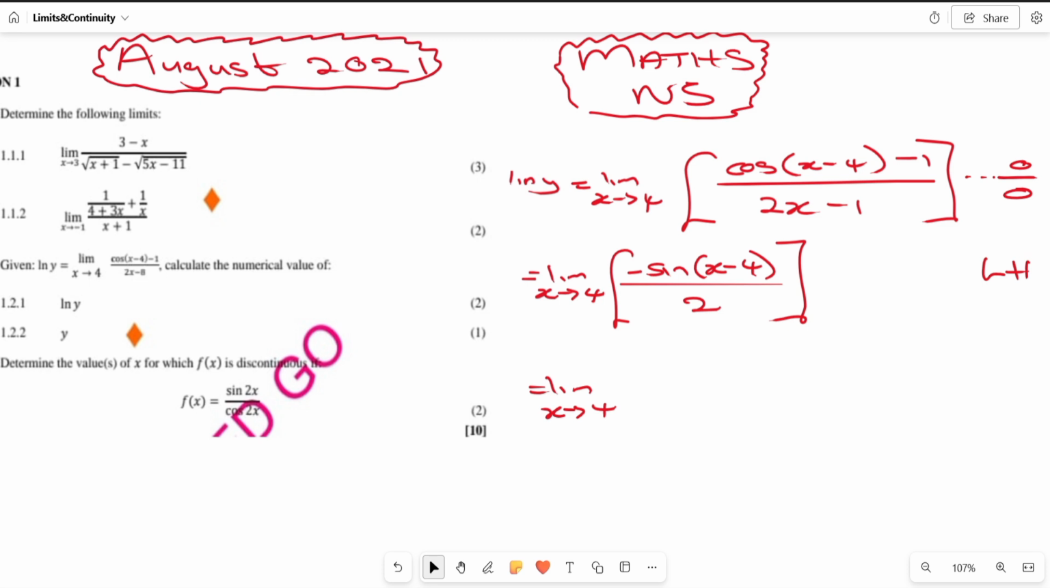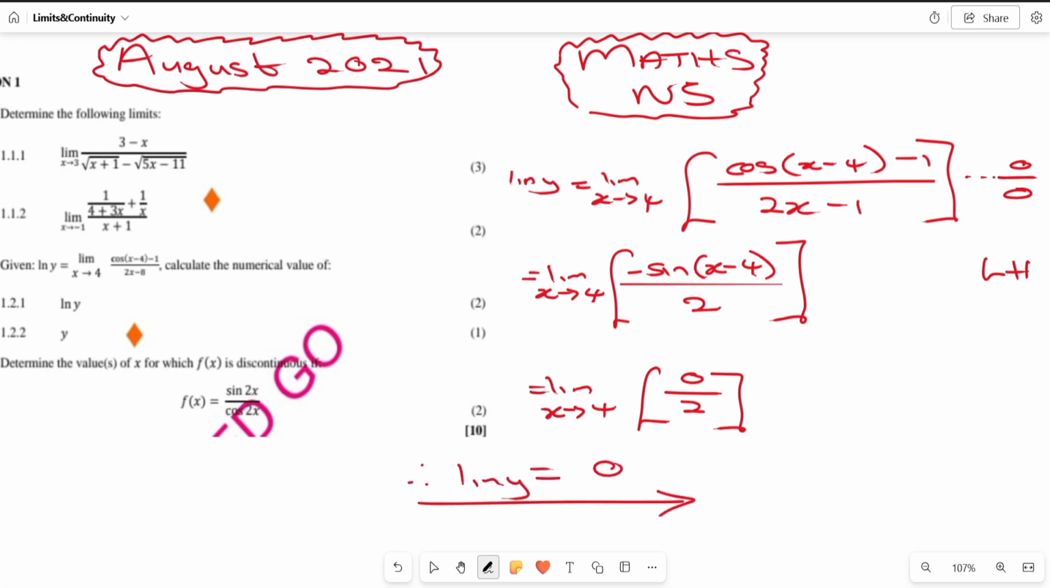Sine 0 over 2, it'll be 0 over 2, and then what happens? The answer itself is going to be 0. Therefore, ln y is equal to 0. Guys, that is how you answer that question.